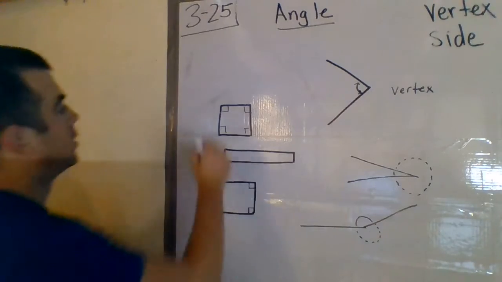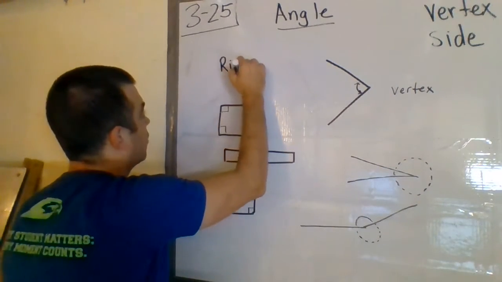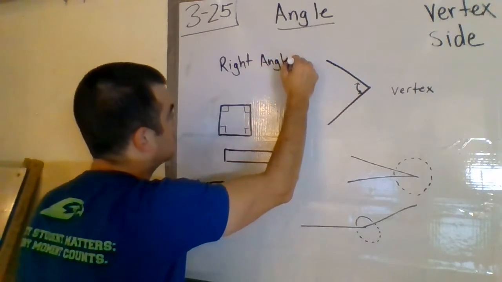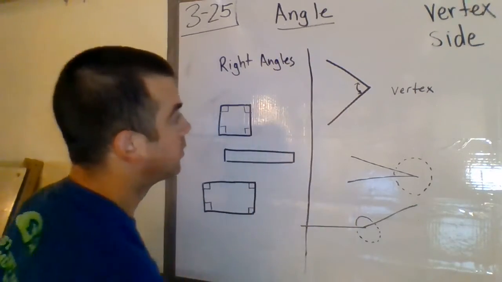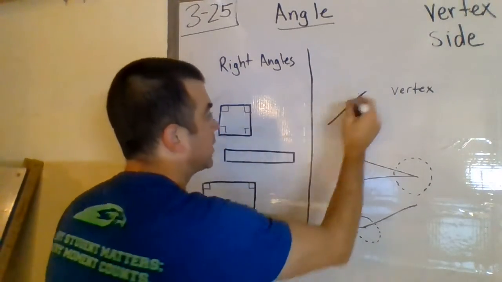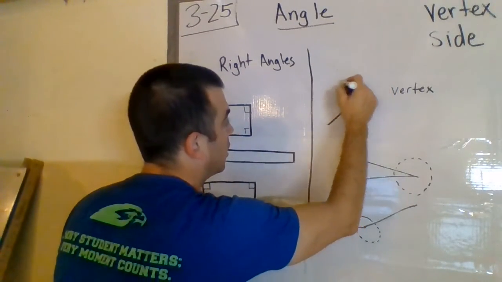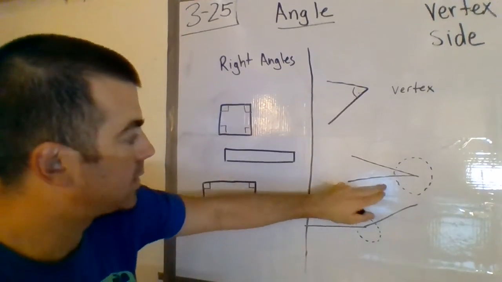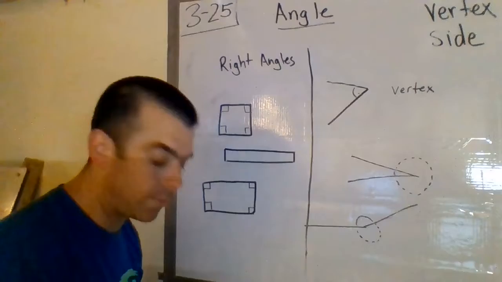Okay, I'm going to write that right up there. Right angles. All right. And over on this side, we have angles that are not right angles, okay? That's not a right angle, that's not a right angle, that's not a right angle.